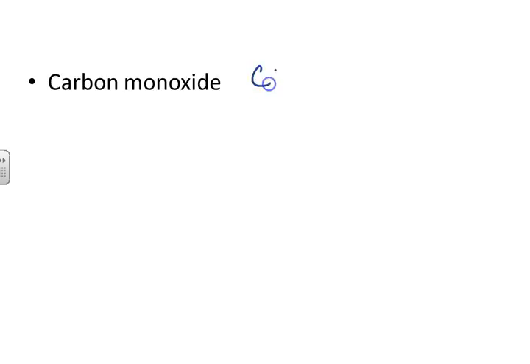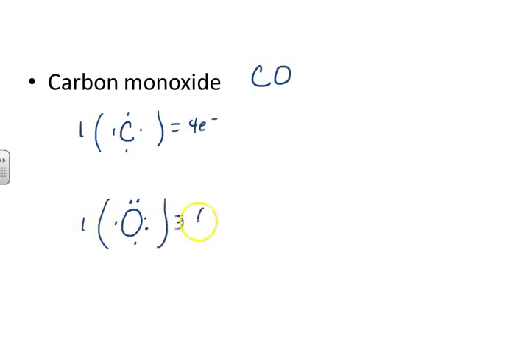Okay, carbon monoxide has the formula CO. We've got an individual carbon, we've got 1 oxygen. One carbon times 4. 1 oxygen times 6. 6 electrons. 6 plus 4. 10 electrons. We connect the carbon to the oxygen. We give each pairs of electrons to complete an octet.